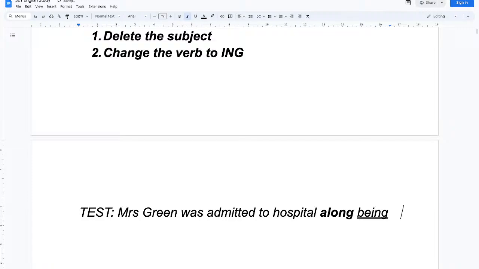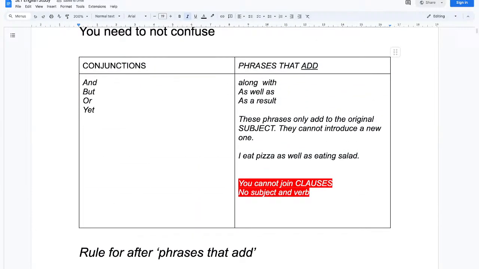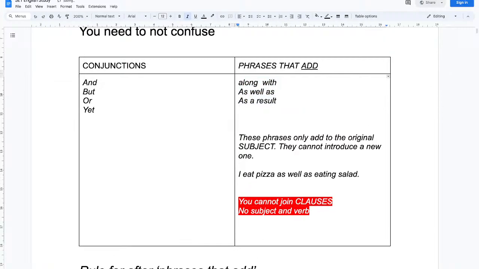So guys, when you're writing your OET letters, don't confuse these conjunctions with these phrases. They're not conjunctions, okay?